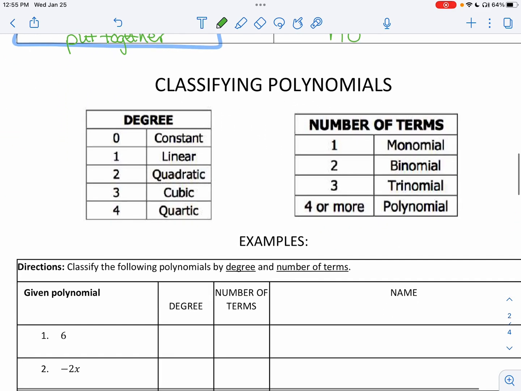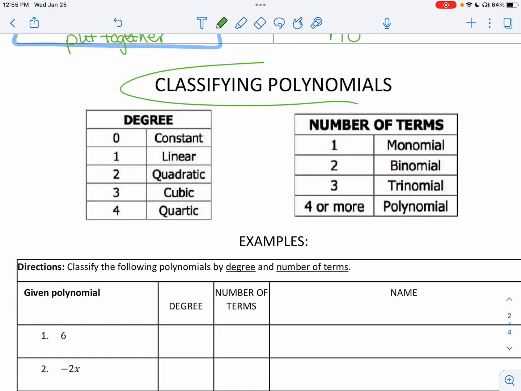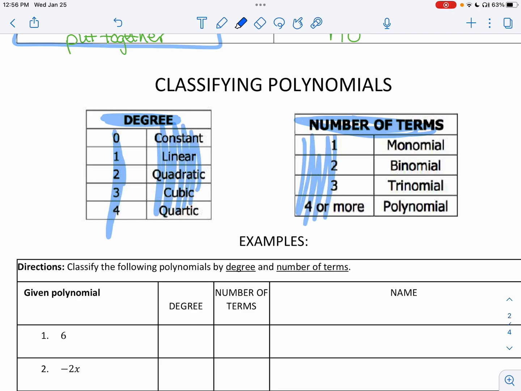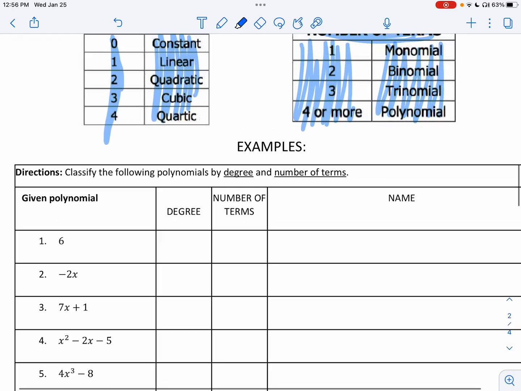The next part of the lesson is my job to teach you how to classify them. In other words, use your big girl and big boy words. So we're going to find out what the degree is, and then we're going to find out how many terms it has. Once we find the degree, we're going to use one of these words. And once we find out how many terms it has, we're going to use one of these words. Let's take a look and classify by degree and number of terms.